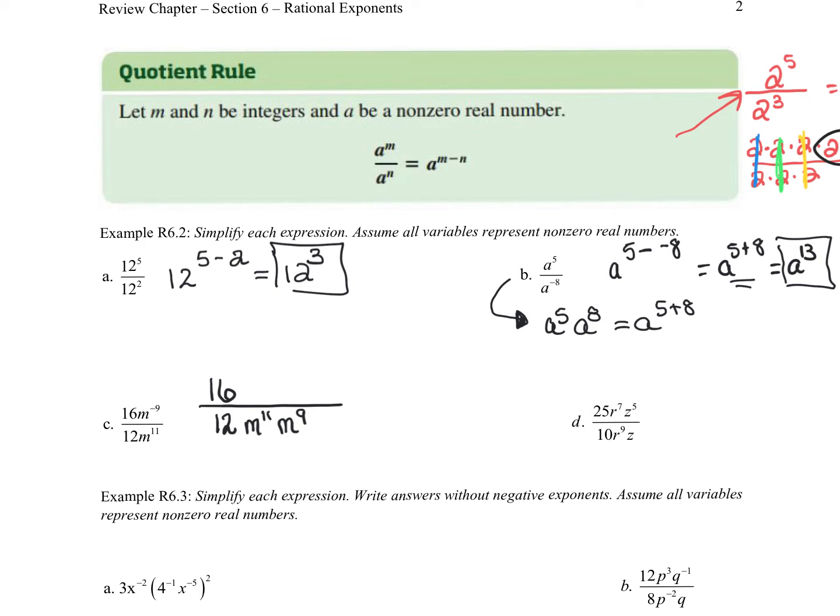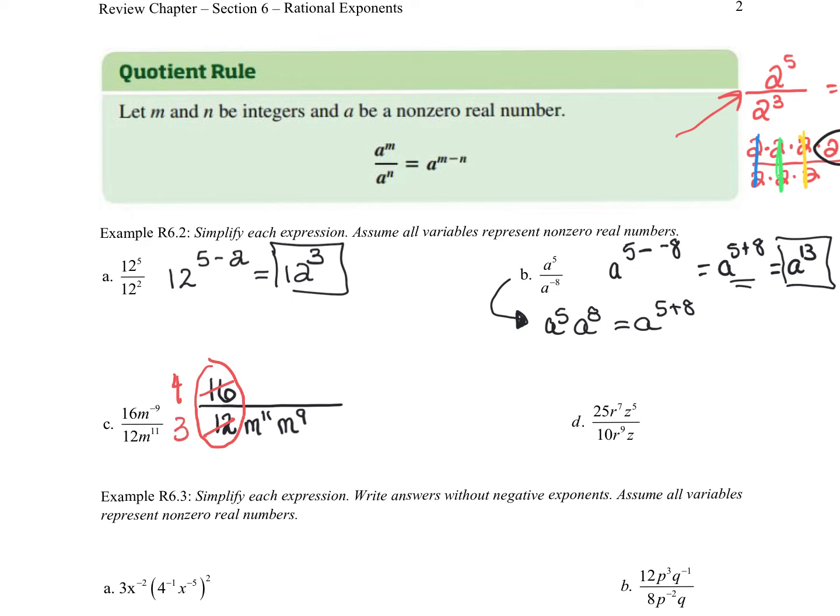Just because we're doing exponent rules, please don't abandon all the math you know. You can type in a calculator, or you can reduce these two right here. They both have a 4 in common. 4 goes into 16 4 times. 4 goes into 12 3 times. So this reduces to 4/3.